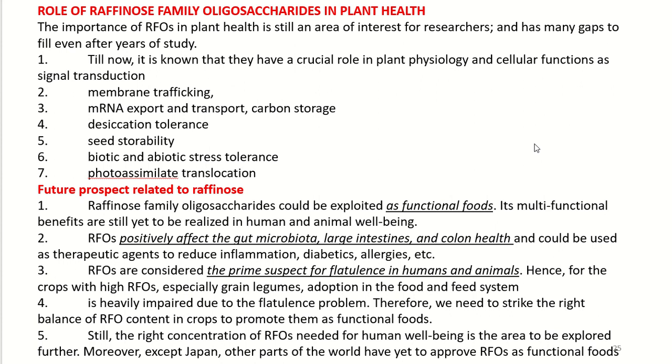Sometimes it is also asked in the examination: RFO as a functional food. You can also write a research paper on RFOs as a functional food.